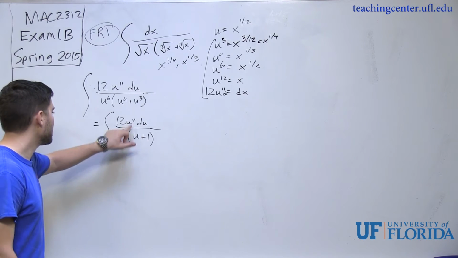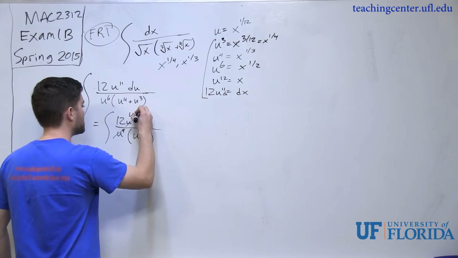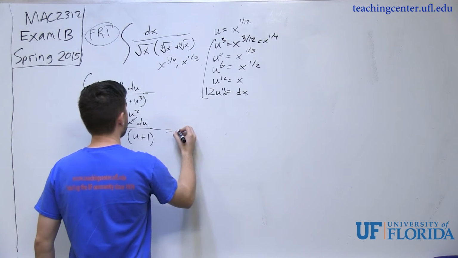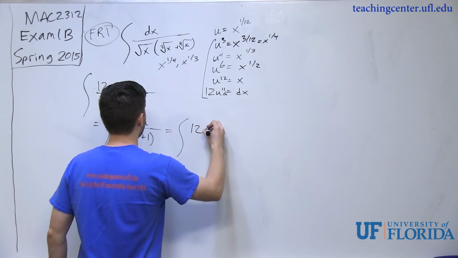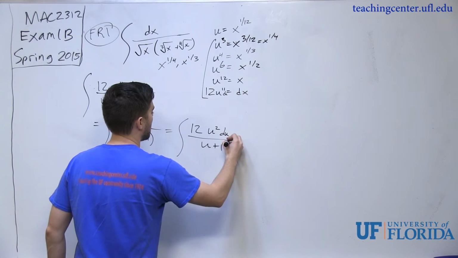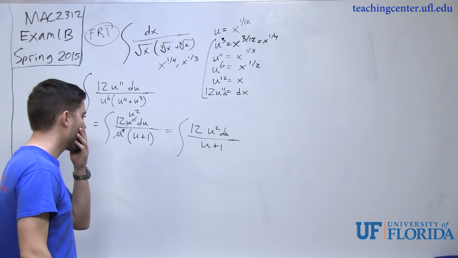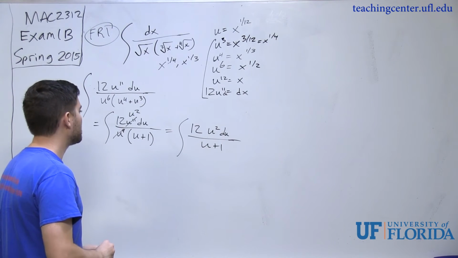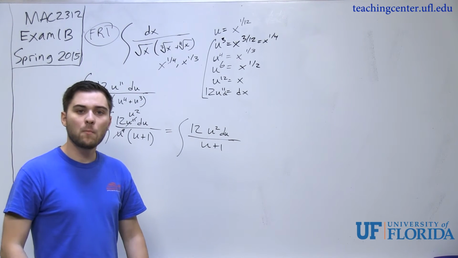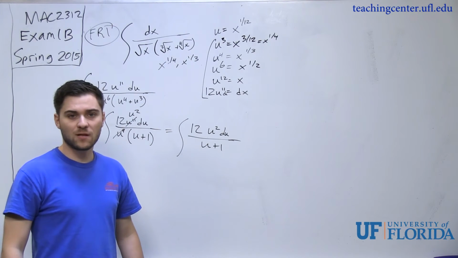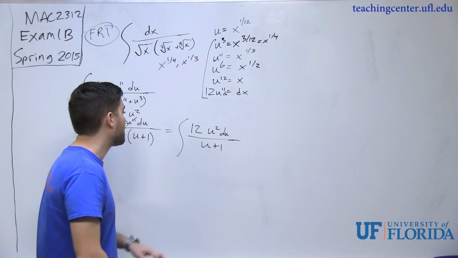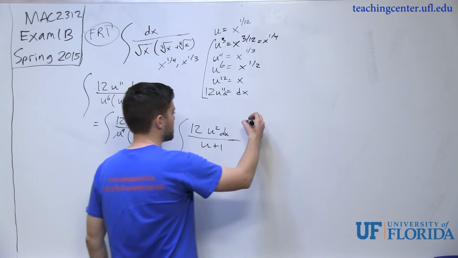Okay, so now I can simplify some terms here. This becomes a u squared on top, and I'm left with a u plus 1 on the bottom. So I end up with the integral 12u squared du over u plus 1. Well, now I run into an issue that the power on top is higher than the power on the bottom. When I encounter something like that, what I need to do is long divide to resolve that out. So I'm going to long divide this term.